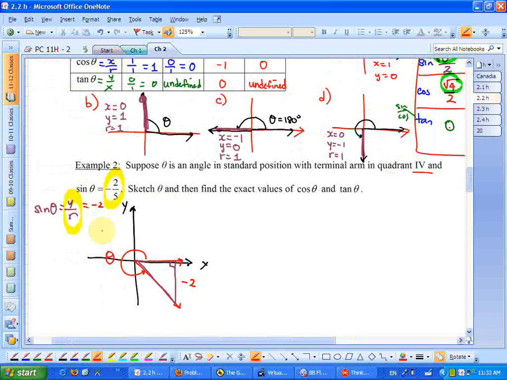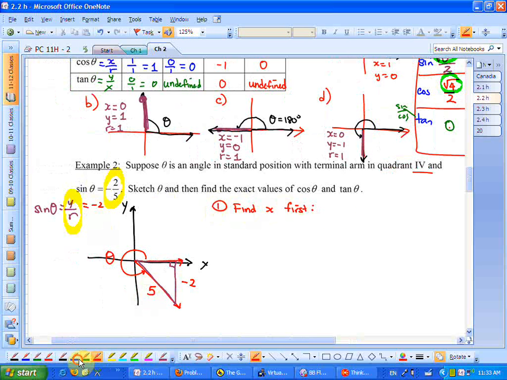Remember, what's r? R is always positive anyways. So in this case, what is r? R must be the number 5. Good. Now before you actually find the ratios of cos and tan, what else do you think you need to calculate here? X. So why don't we go ahead and find x first, and I hope you know how to do that. Good times with Pythagoras.